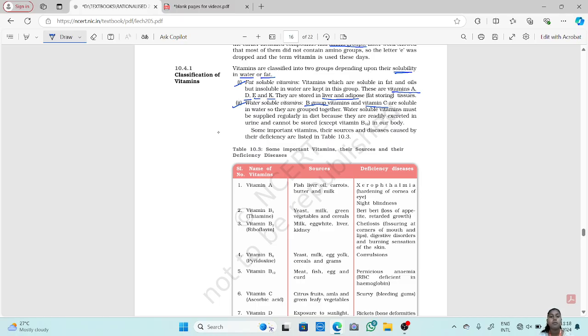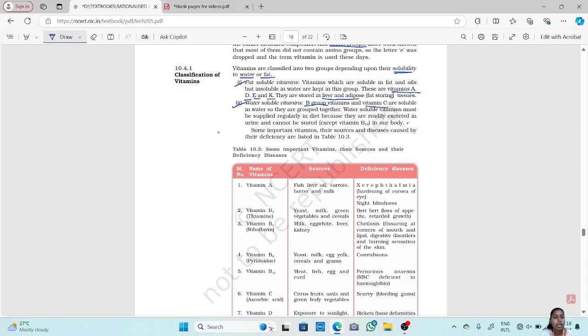Now, water soluble vitamins must be supplied regularly in diet because they are readily excreted in urine and cannot be stored, except vitamin B12 in our body. Since water soluble vitamins directly solubilize and pass out through our urine, we should always maintain vitamin B and vitamin C in our diet. We have to always include these vitamins in our diet as they are readily excreted out of our body through urine and cannot be stored.